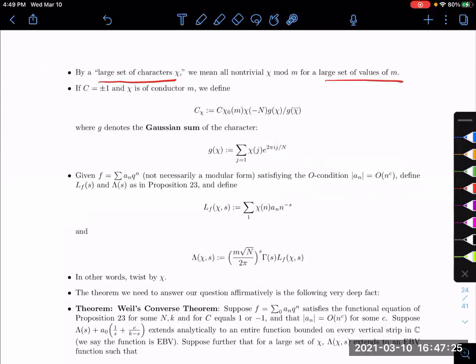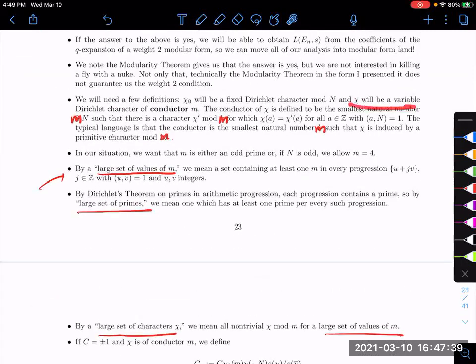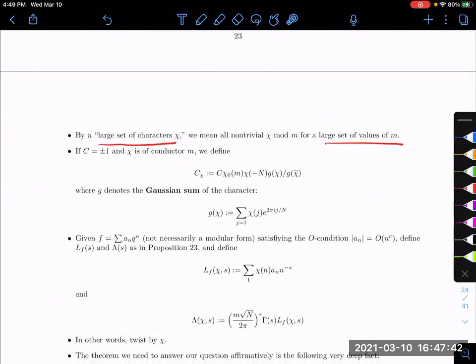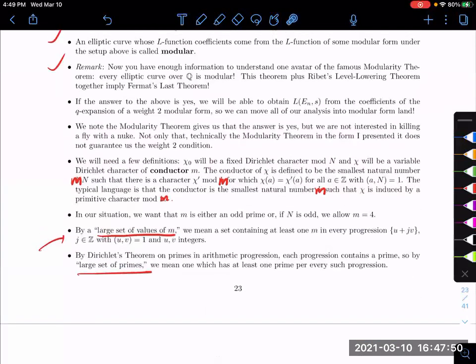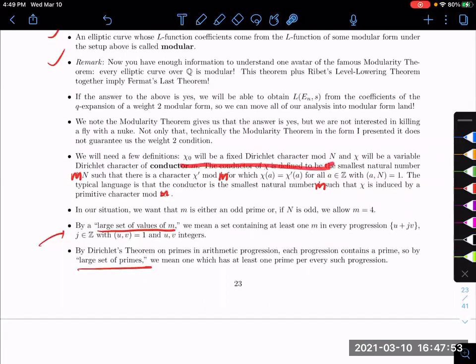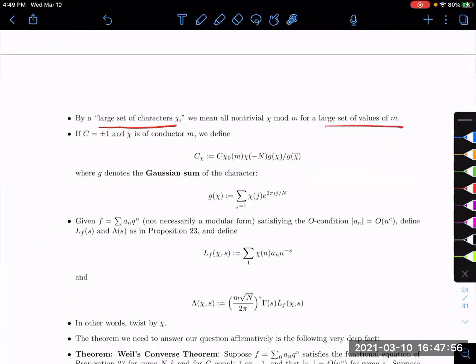The theorem's coming up right here, but I have to give you more or else you're just not going to understand the statement. We're going to let C be plus or minus 1. We're going to let chi be a variable Dirichlet character of conductor M, just like it was up here when I initially defined it. And we're going to define C sub chi to be C itself times chi naught evaluated at M. Remember, chi naught is a fixed Dirichlet character mod capital M. So chi naught of M times chi, the character I have here, evaluated at negative N, times this G of chi over G of chi bar.